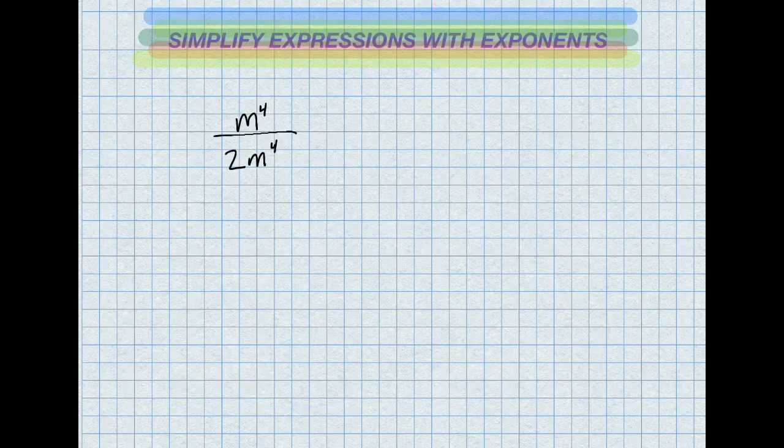Okay, m to the 4th divided by 2m to the 4th. Well, we know right off the bat this one should be pretty simple. You could just kind of cross those out. So what you're left with is 1/2. Right? Why could I do that?